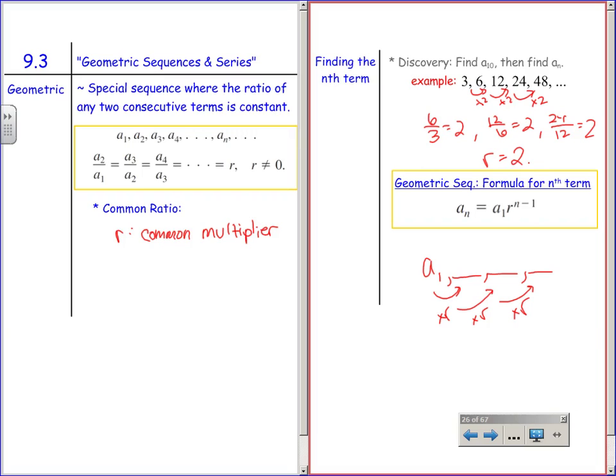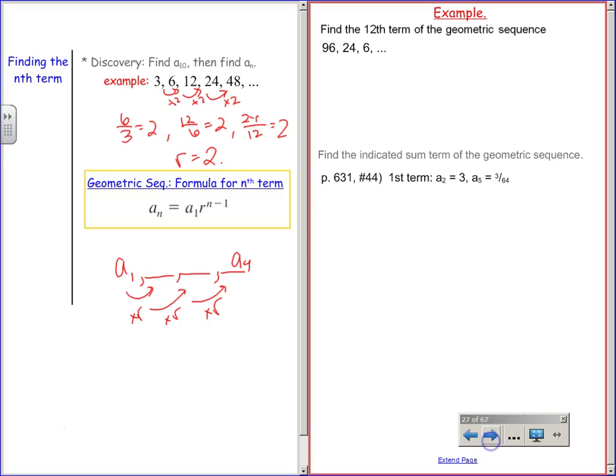Because to get to, for instance, the fourth term, aren't we going to do times r 3 times? Or multiply by r cubed. To get to the 10th term, a1 will be multiplied by r to the 9th. To get to the 100th term, a1 will be multiplied by r to the 99th. So every time to get to the nth term, I just have to take the first term and multiply by n minus 1 jumps of r. Common multiplier.